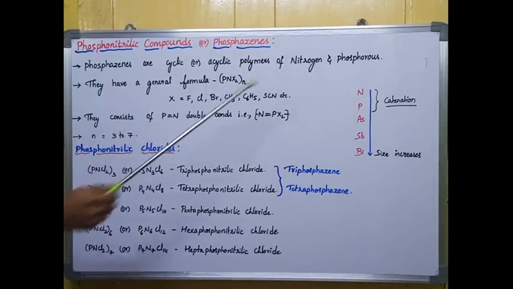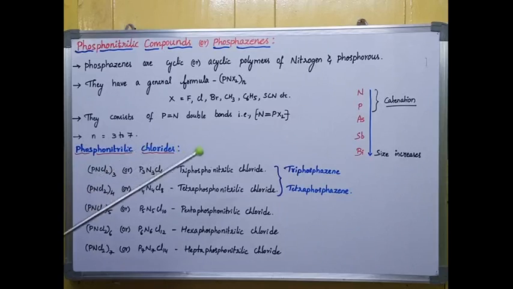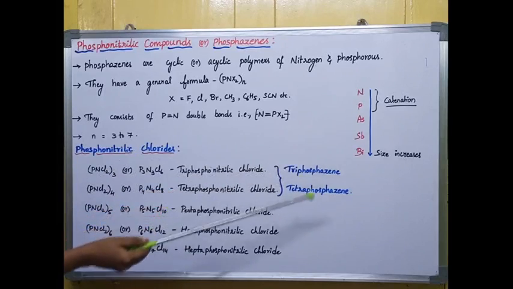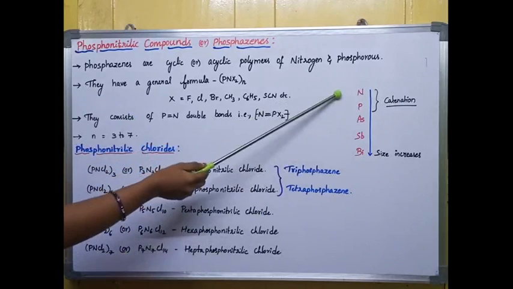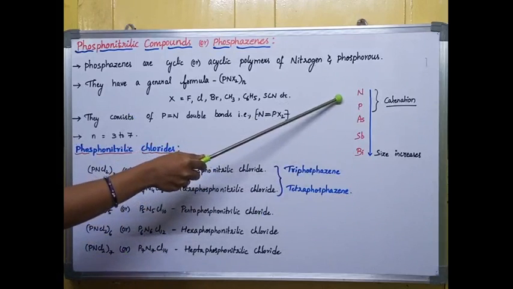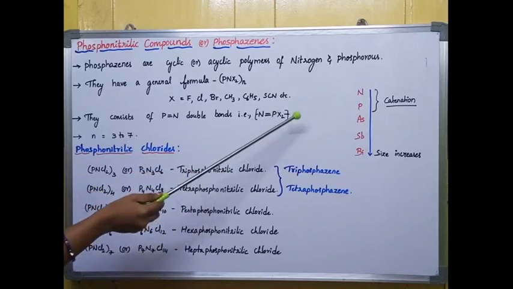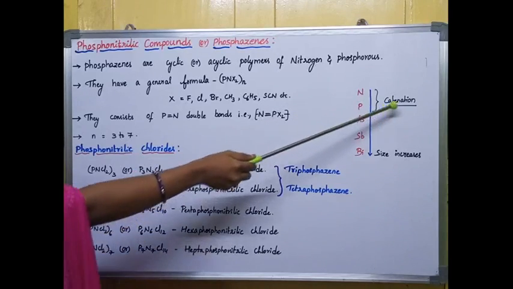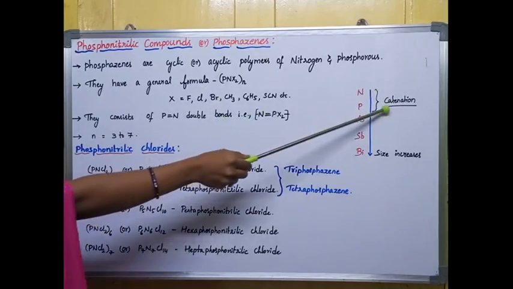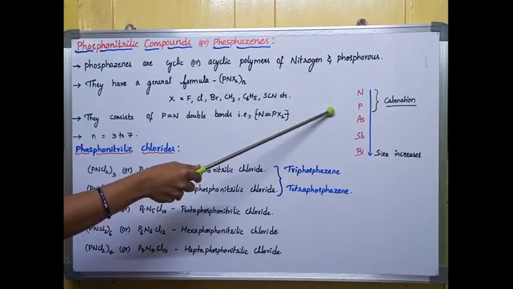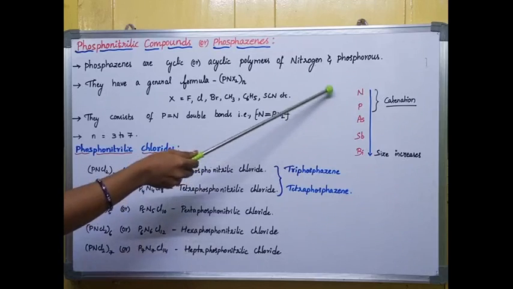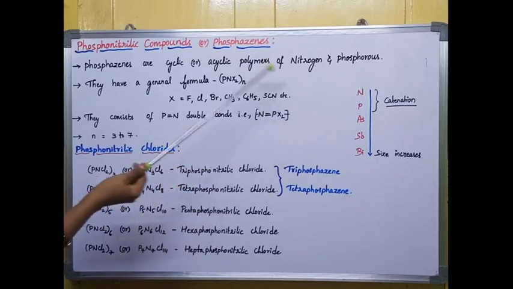If we observe group 15 elements, we have already discussed the general electronic configuration and properties of group 15. Nitrogen and phosphorus have very small size; the size increases from top to bottom, so nitrogen is the smallest element in this group. Because of their small size, nitrogen and phosphorus have a tendency to form long chain compounds, which is called catenation. Catenation is the tendency of the same element to form long chain compounds, like diamond and graphite, which are carbon formations. Here, nitrogen and phosphorus together undergo catenation to form phosphazenes.